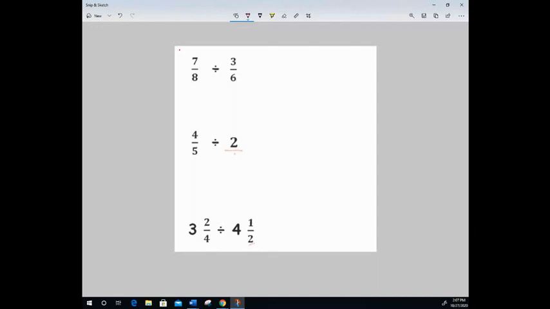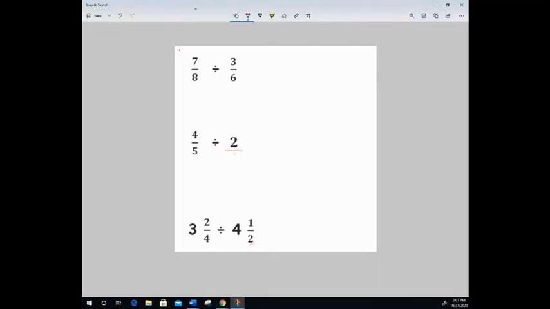And in order to do that, you're going to keep the first number the same. You're going to change your division sign to a multiplication symbol, and then you're going to flip your second fraction, and that's called finding the reciprocal. That's when you take the denominator and exchange it for the numerator. Once you do that, you check to see if you can simplify any numerator or denominator combination, and then you can multiply numerator times numerator and then denominator times denominator.